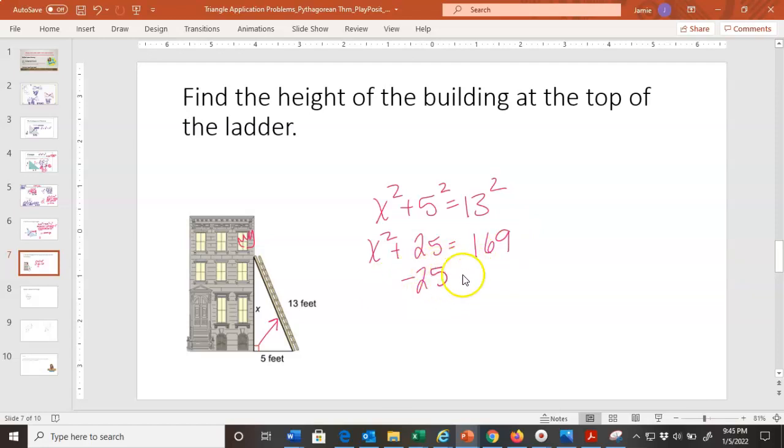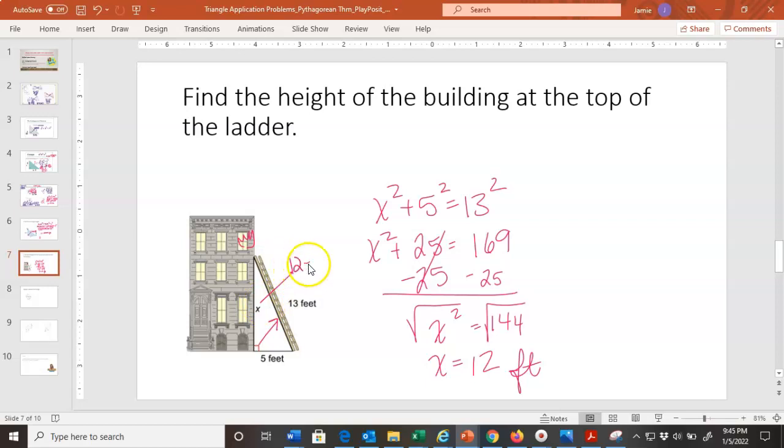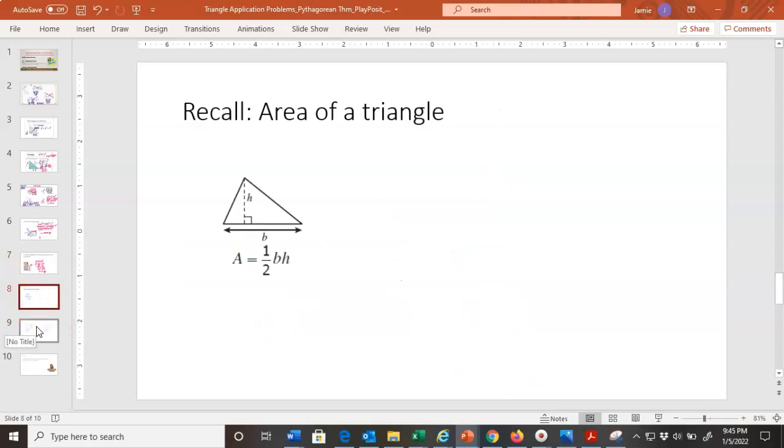And then we're going to subtract 25 from both sides, and you get 144. And to get rid of this squared, we square root both sides. X equals 12. 12 feet. There we go. See, it wasn't too hard, and they certainly have phones that have calculators on them, so I don't think they do these calculations in their head. I'll have to ask them about that.